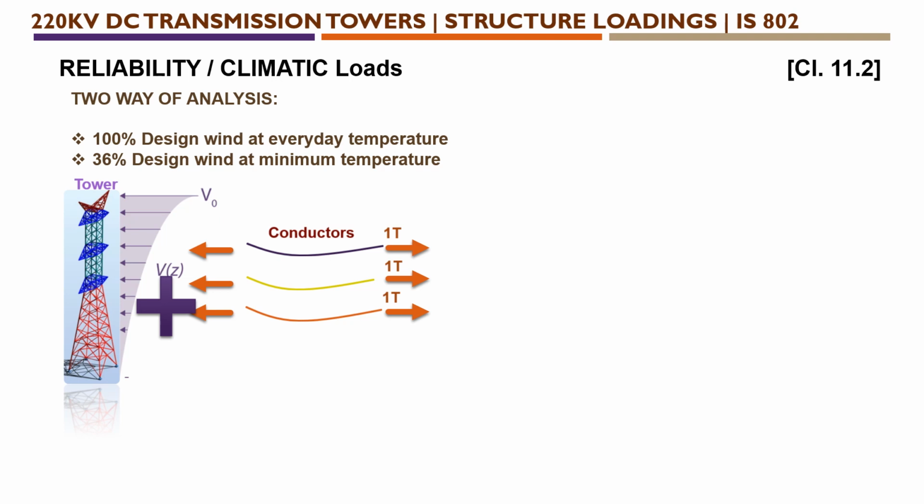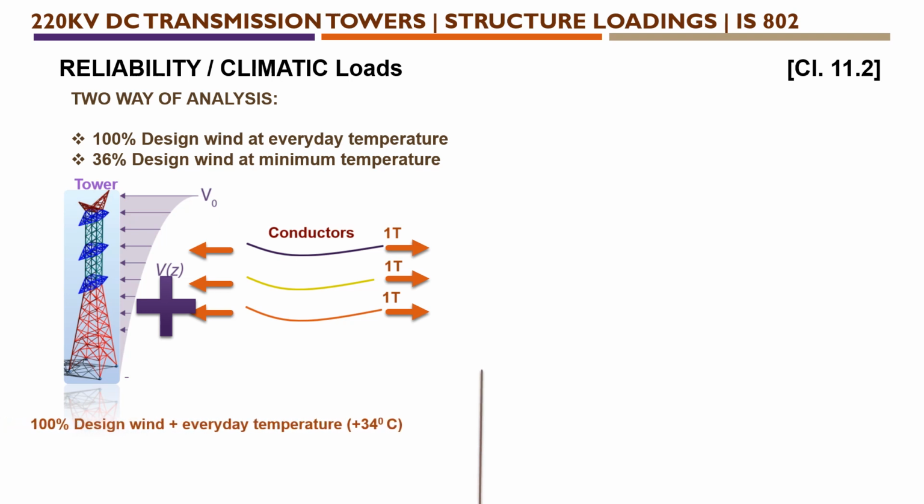In addition to that, we need to consider the 100% design wind for the total transmission line components such as tower structures, insulators, earth wire, conductors, and all those components. We need to apply this 100% design wind, so that this first way of analysis gets completed.